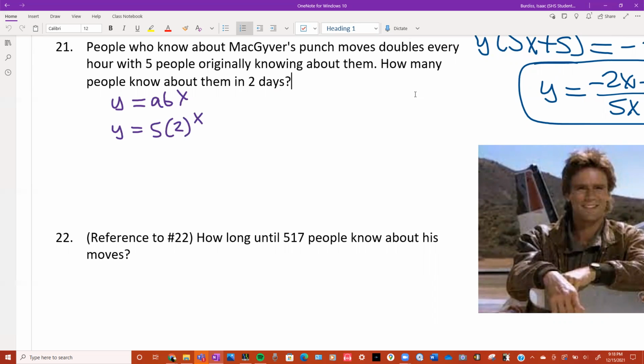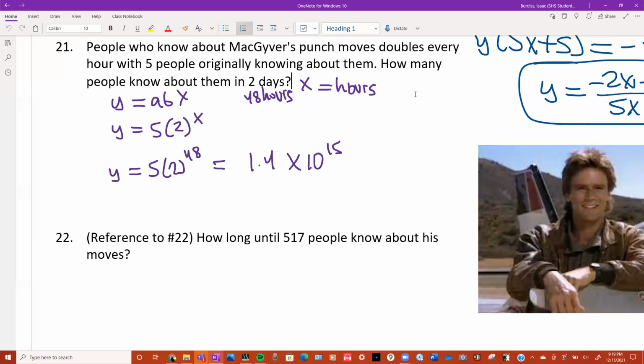And so this is our equation, but how many people know about them in 2 days? X is hours. It said that every hour. So X is hours, but it wants 2 days. 2 days is 48 hours. So we need to know that so that we plug in 48 for X. And I know that's going to be a big number. So how many people know about MacGyver's punch moves after 2 days? Approximately 1.4 times 10 to the 15th people, which is a lot of people. Units, people.